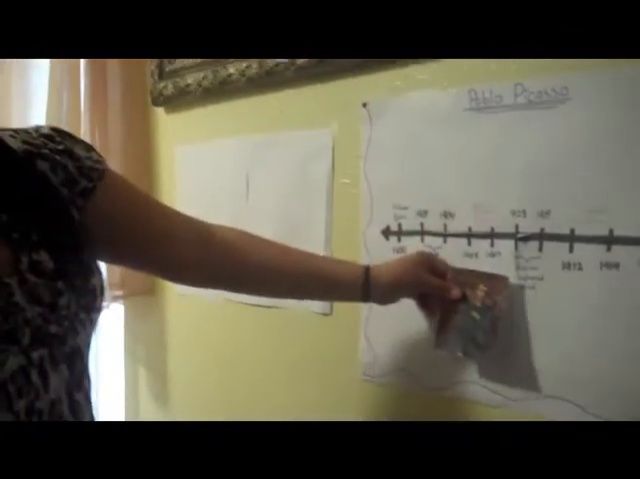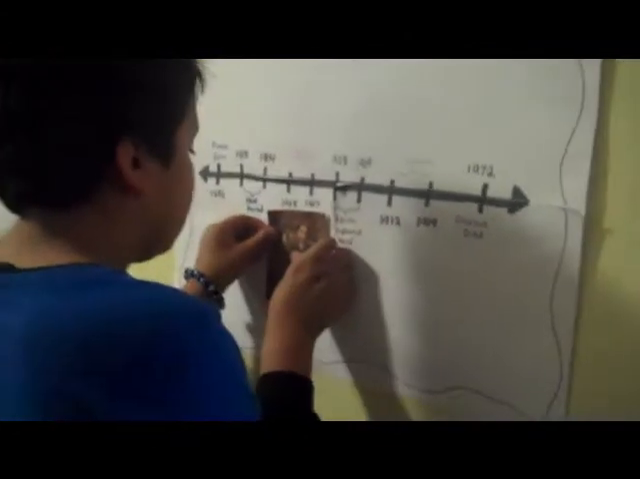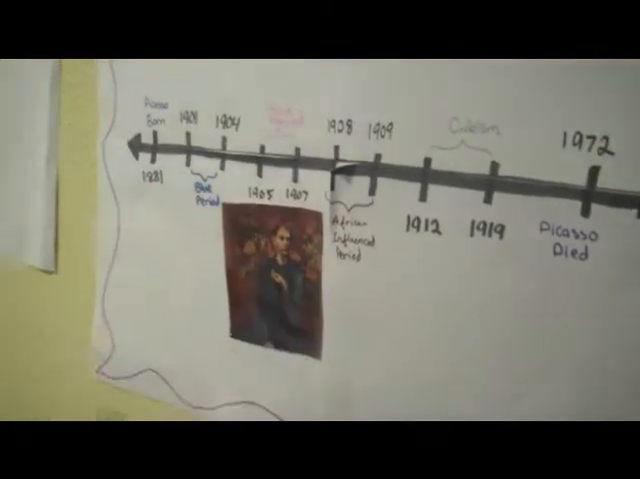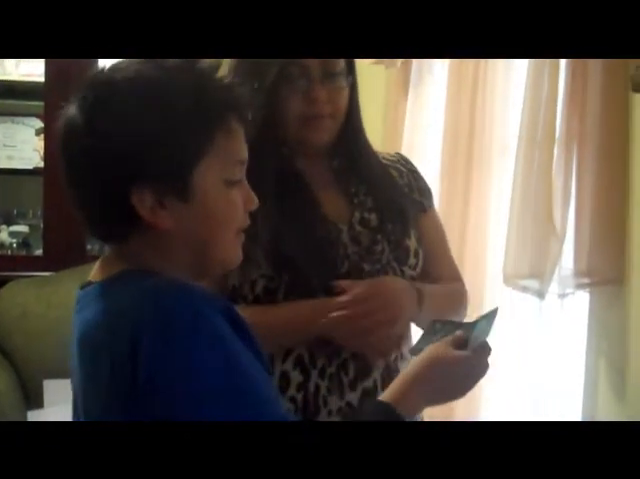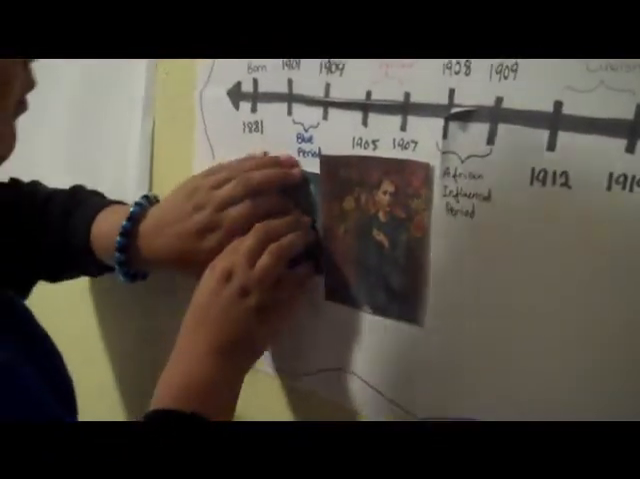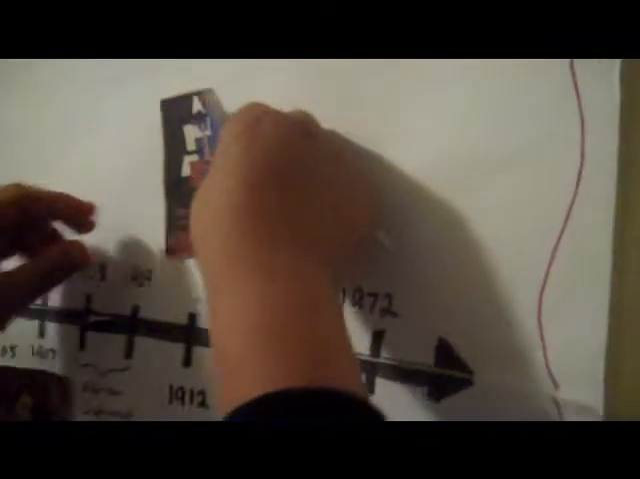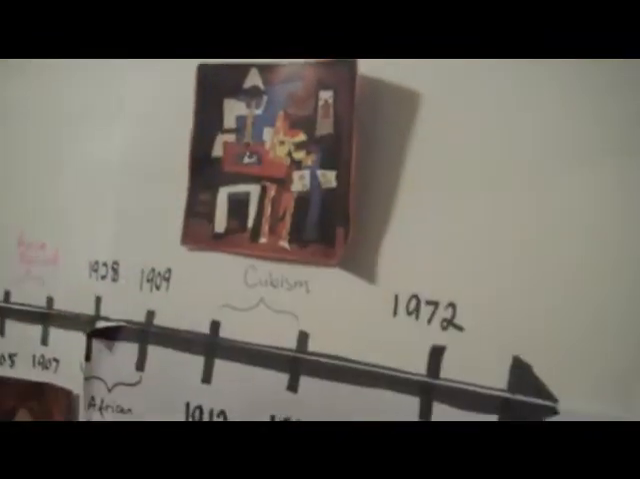Now, looking at this picture right here, which one do you think it is? Rose period. Okay, now I want you to put it above or below the rose period. This one is? Blue period. Okay, go ahead and put it. Okay. Finally, what about this? What period was this? All right, so you said cubism had a lot of different shapes.